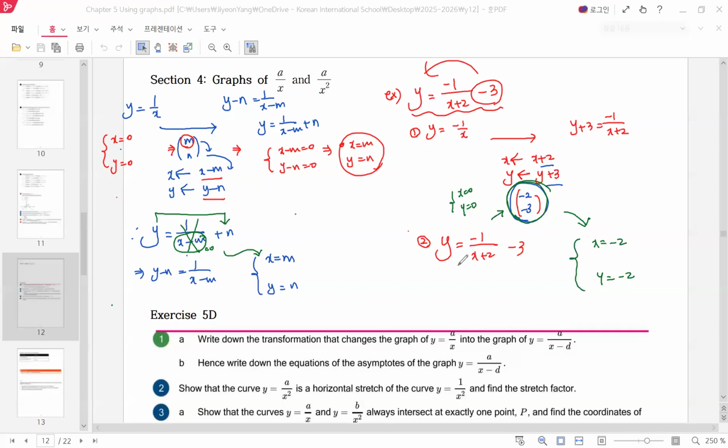So if you can remember, just remember, find the value of x which makes the denominator 0, which is x plus 2 equals 0, which is x equals minus 2. This is the vertical asymptote. And then ignore this part, and what is left is y equals minus 3. This is the horizontal asymptote. Sorry, this should be minus 3.